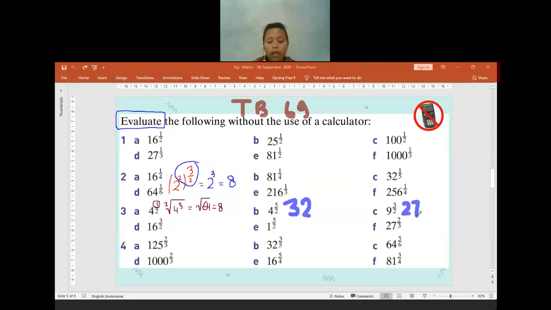Is there anyone who gets confused? No? Okay. If no one has, the next is 3d. 3d is 64. E, 5 to the power of 5 per 2... is 1. F, 27 to the power of 2 per 3, is 9. D is 64. E is 1. F is 9.